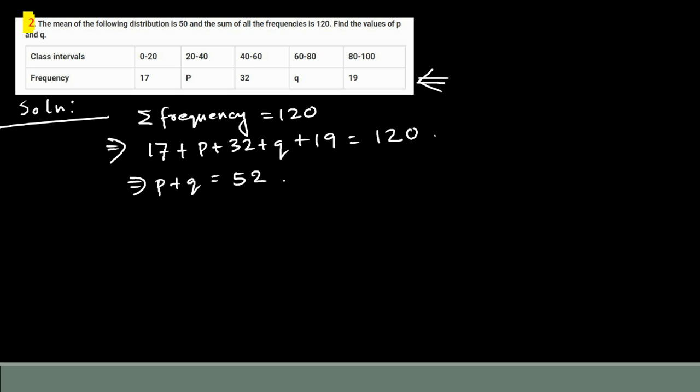If you solve this equation, p plus q is coming as 52, if you do the addition and subtraction well. Now they have said find the values of p and q. So we need another equation in p and q, only then can we find p and q. Okay, let's see what other information is given in this problem. The mean is given. The mean is 50. So let's use the direct method this time and find out the mean.